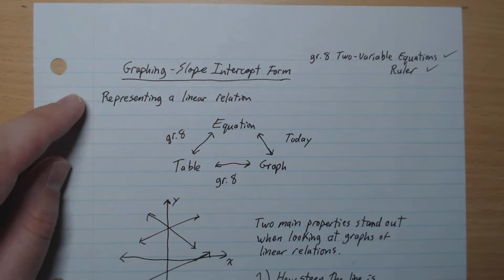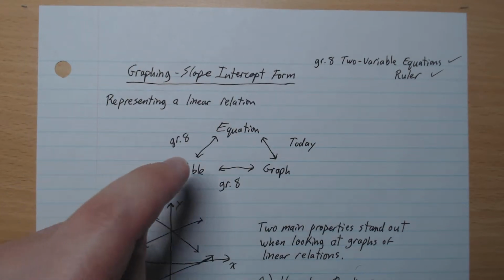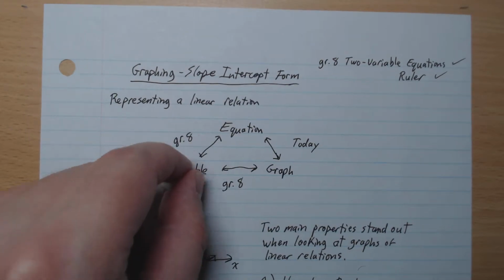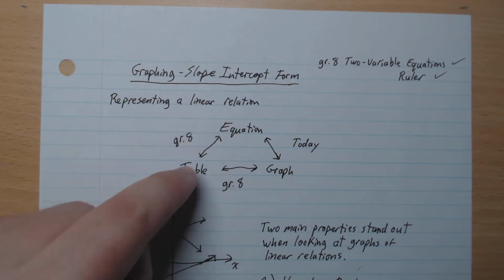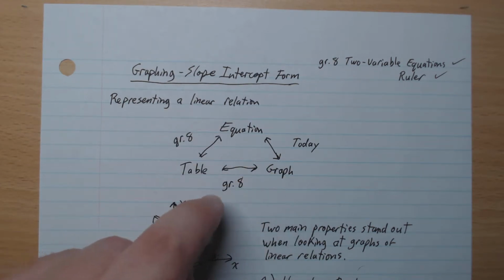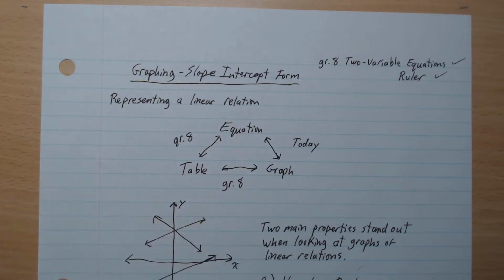So representing a linear equation, we can represent it as an equation, a graph, or a table, and you can get any of them from each other. In grade 8, we looked at particularly here and here. What we're going to do today is the relation between equation and graph.